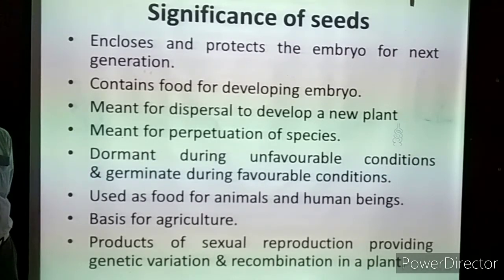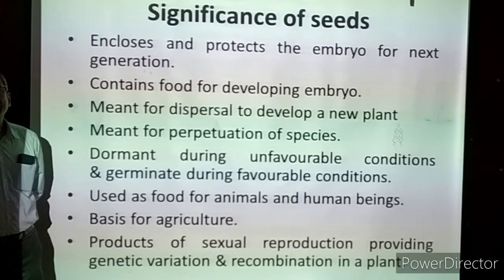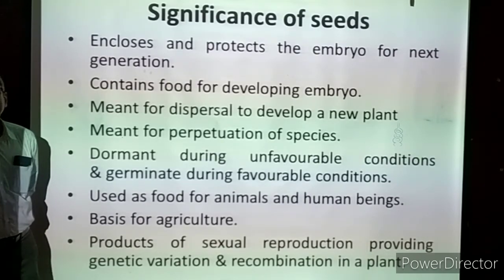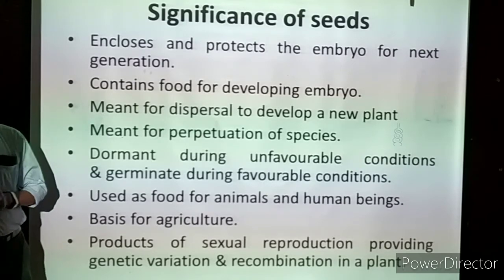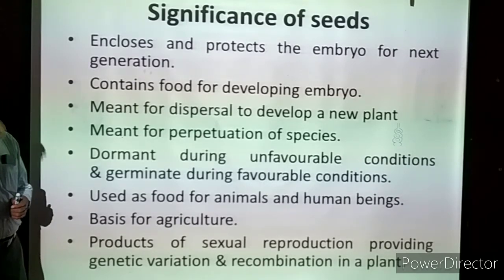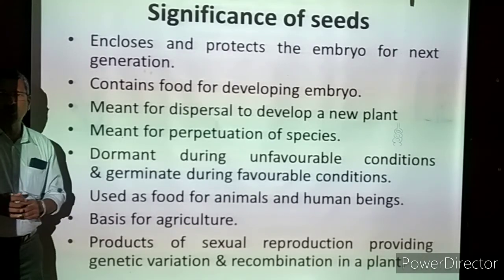For example, we are taking a palm tree. Now the palm fruit is there, and in that, three seeds will be there. We are taking one seed. It has an outer hard protective shell. Inside that, the cotyledon plus the embryo will be there.